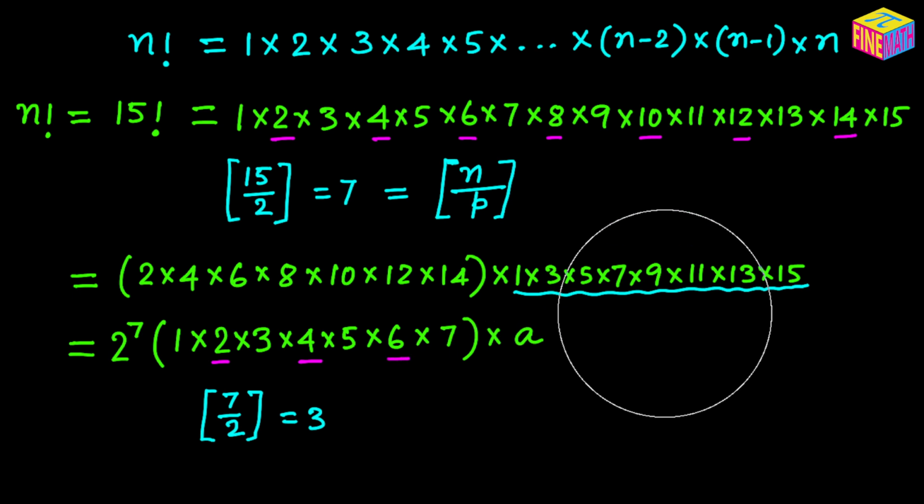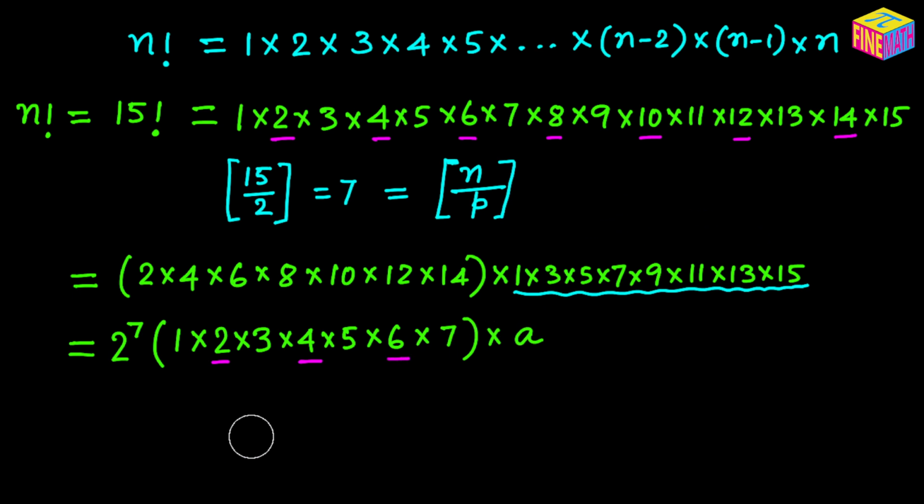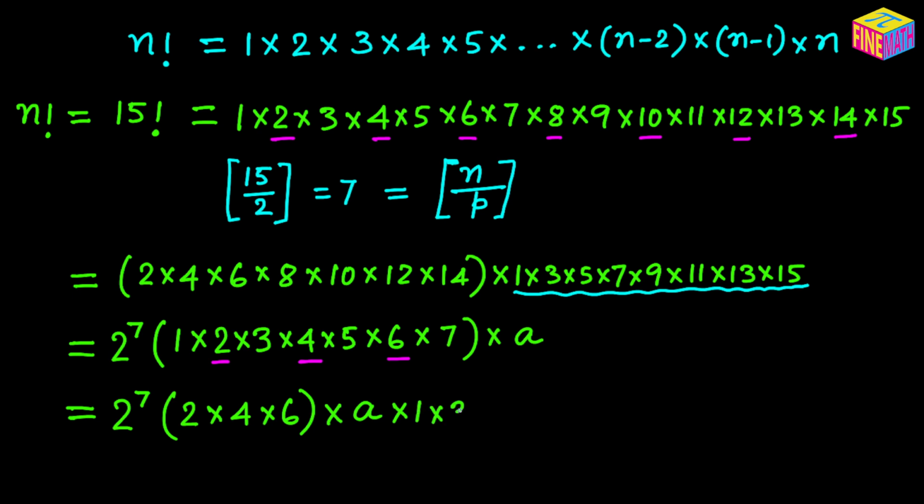Alright, now if that is the case, I'm going to erase this and let me say, okay, so now I'm going to rewrite this thing as 2 to the power 7, and then within parenthesis I'm going to keep only the multiples of 2, like 2 times 4 times 6. Right, and then I'm going to bring everything else outside. Outside I already had another integer a, and then I'm going to bring this 1, 3, 5 and 7 outside. So 1 times 3 times 5 times 7. So I'm going to bring all of them outside of the parenthesis.